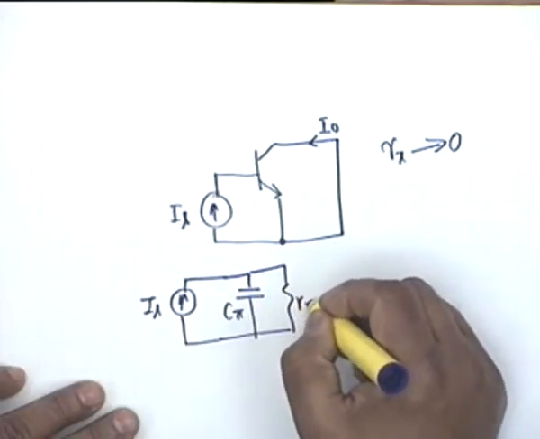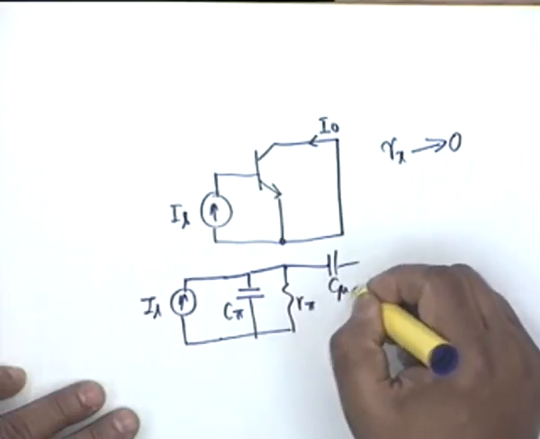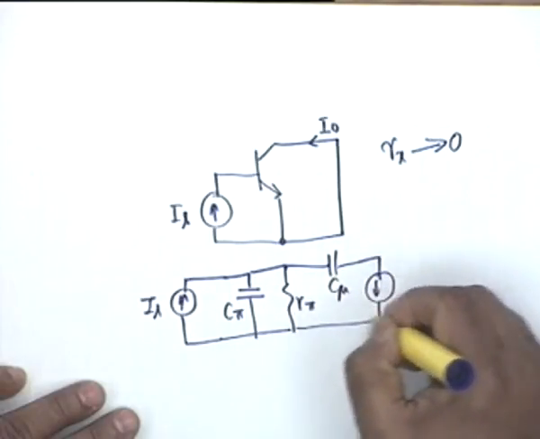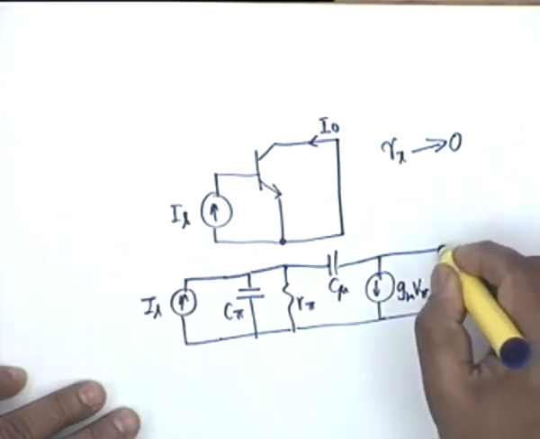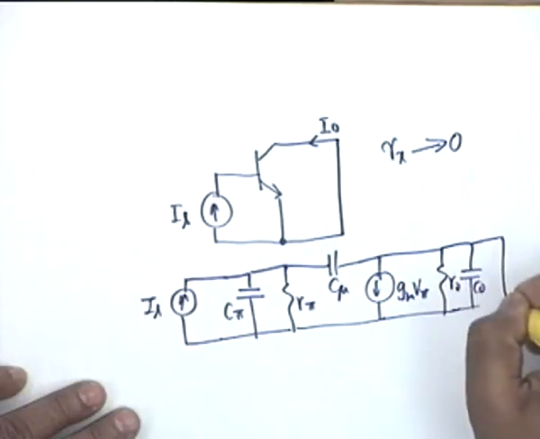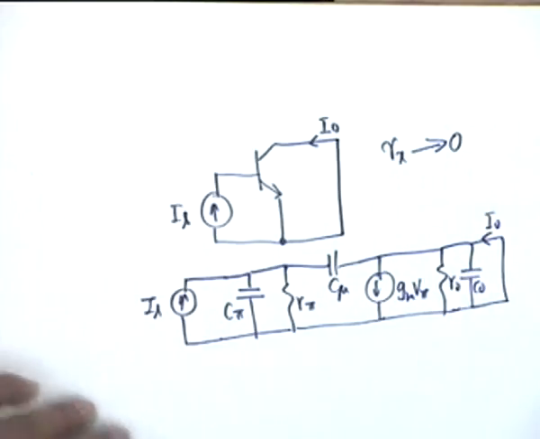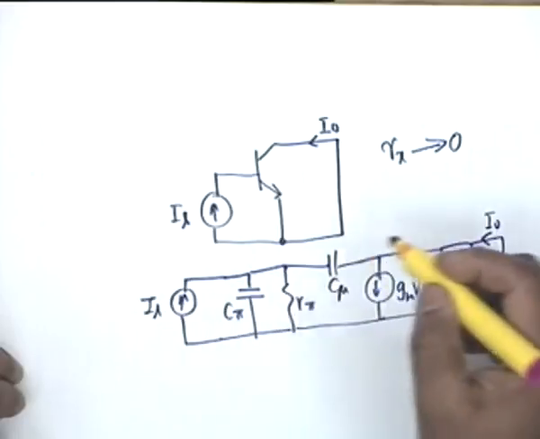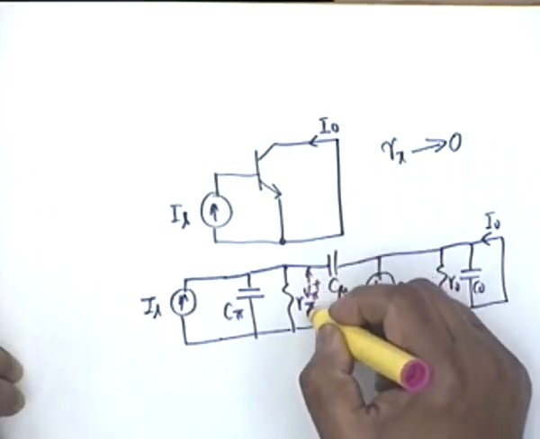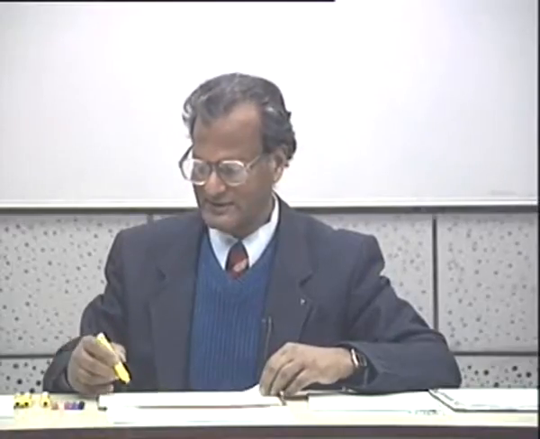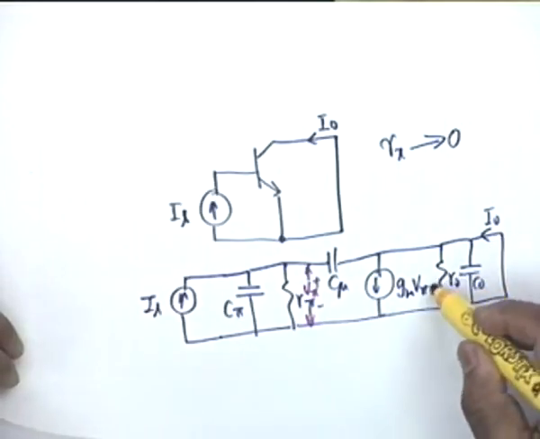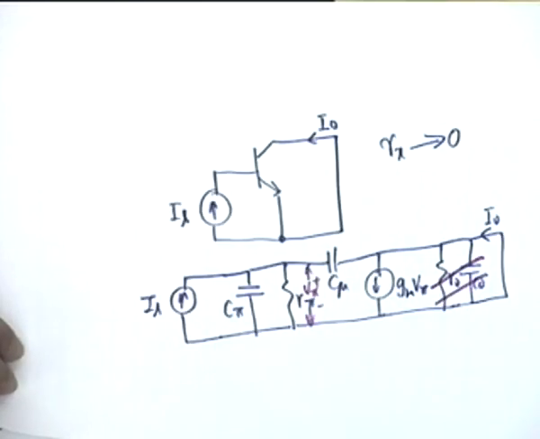C pi, R pi, then we have C mu and gm V pi, then we have this parallel combination of R0 C0, but this is short circuited and this is I0. And this voltage is V pi, of course. As far as R0 and C0 are concerned, they are ineffective because they are shorted. Okay, they are ineffective.